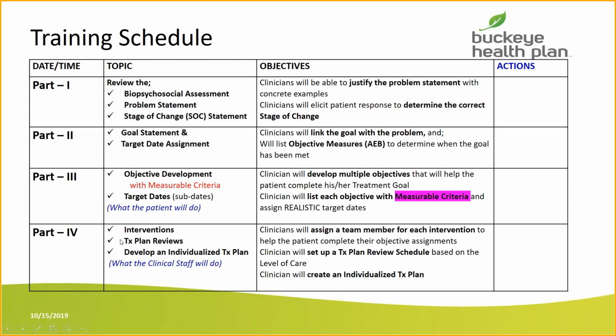So, training schedule for today, part 1, and we'll take a question and answer after each part. We want to look at the biopsychosocial assessment, problem statement, and stage of change statement. Part two, goals and target assignments. Part three is objectives and target dates. And part four is intervention and treatment plan reviews and how do we develop an individualized treatment plan.